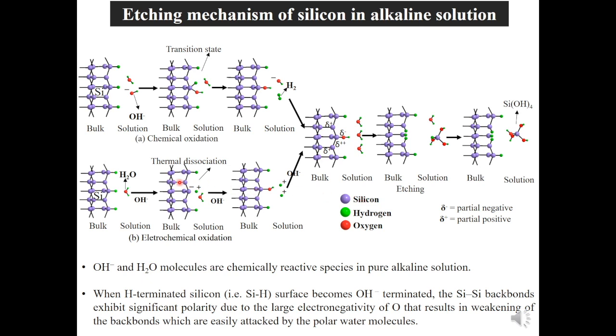If we look very briefly at the etching mechanism in pure alkaline solution, which is reported by many researchers, it takes two steps: the first is oxidation, and the second is the removal of silicon atoms. Oxidation is done in two ways: chemical oxidation and electrochemical oxidation. In the oxidation process, the H-terminated surface becomes OH-terminated. In OH, because of the higher electronegativity of oxygen, the backbone of silicon is weakened, which is easily attacked by polar water molecules that remove the silicon atom from the surface.